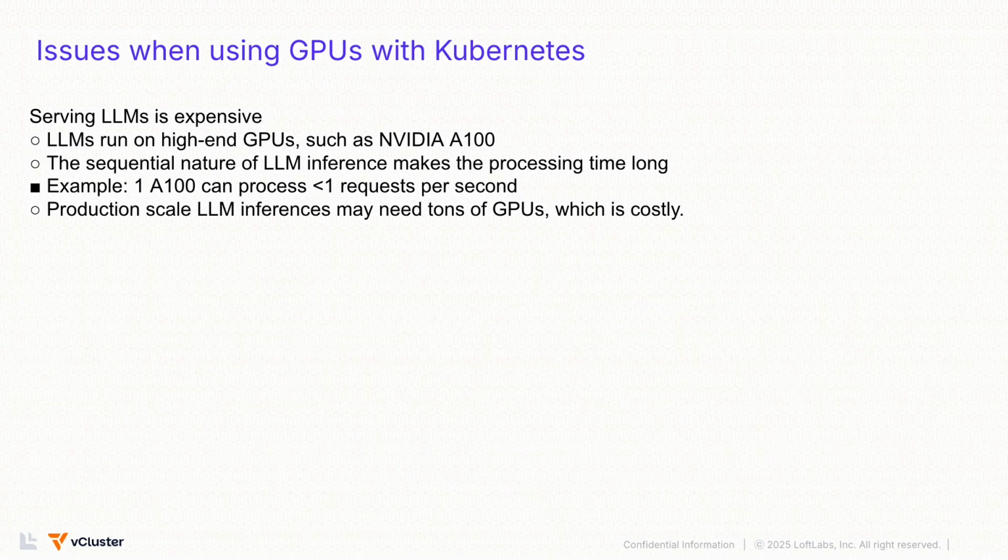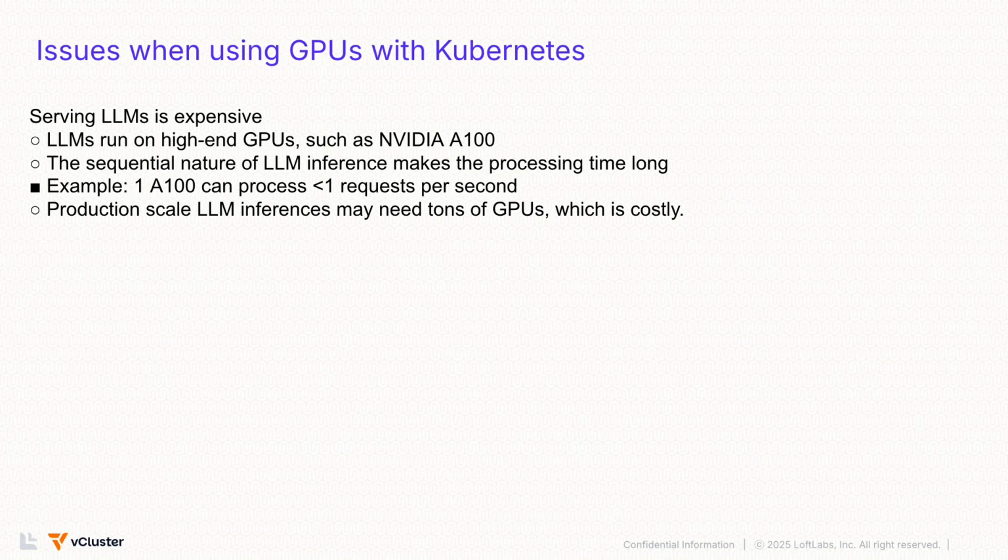But now there are a few issues with running your GPUs within Kubernetes, primarily because of certain limitations within native Kubernetes itself, and also the sequential nature of large language models. The first one is that serving LLMs is very expensive, which comes down to the sequential nature of LLM inference. That makes your processing extremely slow, so it takes a lot of time.